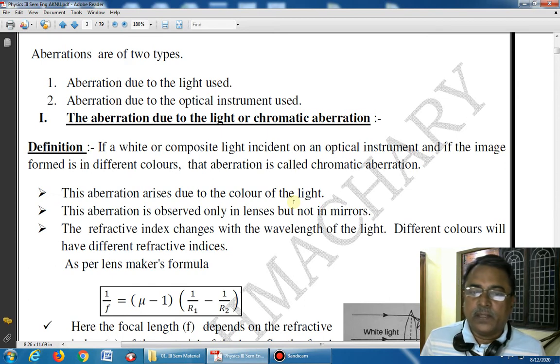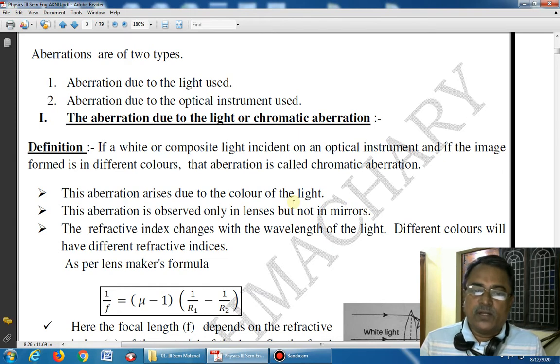So, here the refractive index, we know that refractive index mu is nothing but, according to Snell's law, sin i by sin r, where i is the angle of incidence and r is the angle of refraction. This refractive index changes with the wavelength of the light. That means, if the color of the light changes, then the refractive index mu also changes. That means, different colors will have different refractive indices.